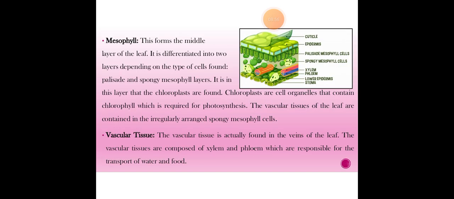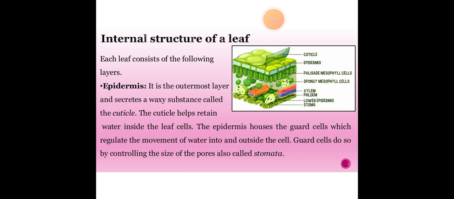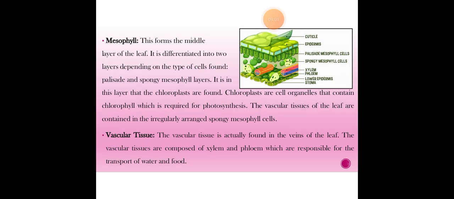Then mesophyll. Now what is mesophyll? After coming to know what epidermis is, you should know what mesophyll is. It forms the middle layer of the leaf. It is differentiated into two layers depending on the type of cell found. Which layer does the work depends on the type of cell. These are the palisade and spongy mesophyll layers. It is a layer where chlorophyll is found, in which we find chloroplasts.